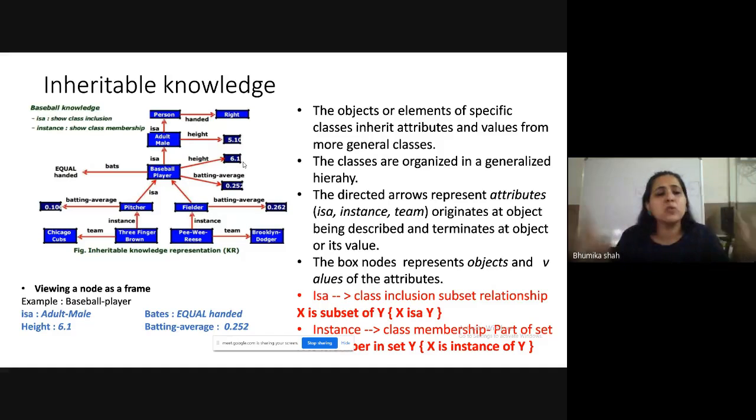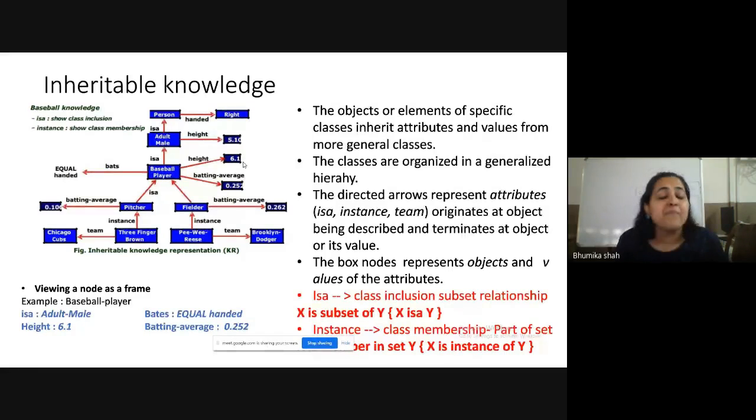Can you see the problem domain over here is the baseball knowledge problem domain. So let me try to explain what this diagram is trying to explain. See here the super class is the person class. So all these squares that you can observe are the entities, the objects or elements of the specific class, which inherit the attributes and values from the generalized class. What you can observe over here is that the box nodes, the squares or rectangles, are either objects or values of the attributes. Either they are objects or values. But the relationships or attributes are written on the arrows.